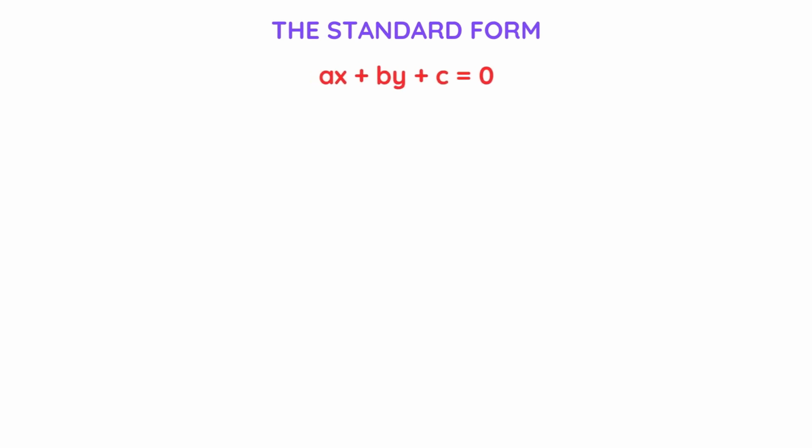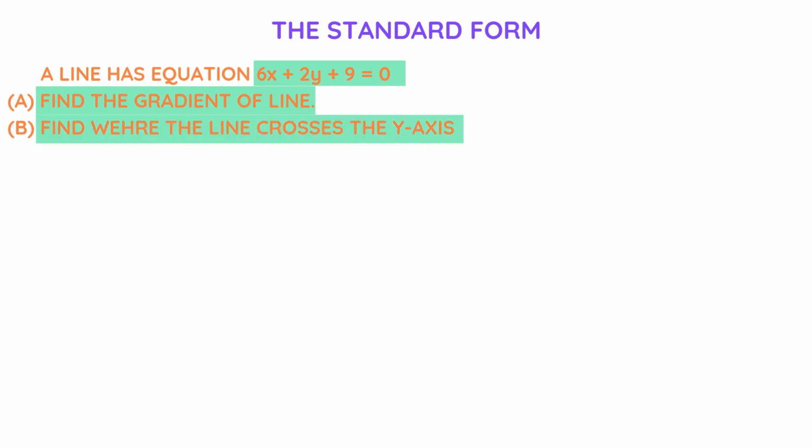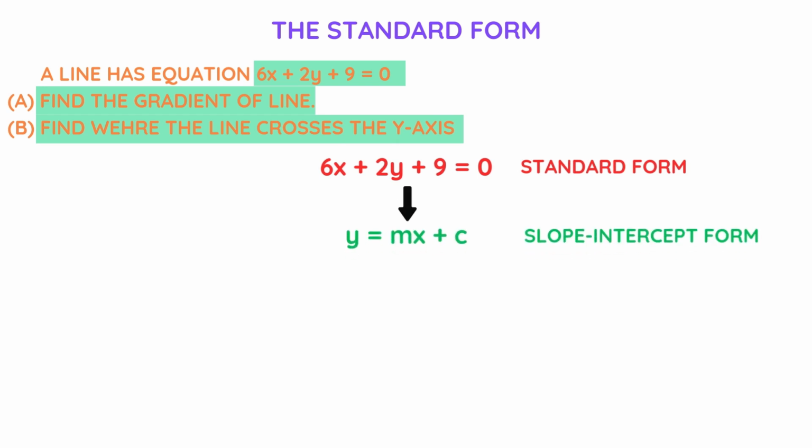And finally, we have the standard form of a line which is generally written as ax plus by plus c is equal to 0. This is the most commonly used form of a line, and we often need to convert it into other forms. Let's look at a question. In this question, we are given the equation in general form of a line, and we are told to find out the gradient of the line and the point at which it crosses the y-axis. This means we need to convert the standard form of the line into the slope-intercept form.